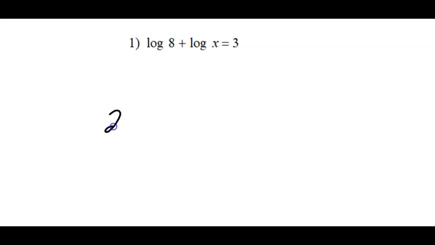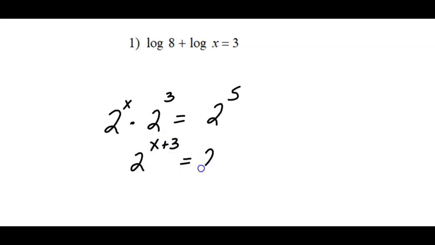So for example, when I had an exponential equation, if I had something like 2 to the x times 2 to the 3 equals 2 to the 5th, I'm not just going to cross these bases off because I have more than one base on this side, and this side needs condensed. So I would have to condense this down to a single base first. 2 to the x plus 3 equals 2 to the 5. And then I would be able to cross my bases off and set my exponents equal to each other.